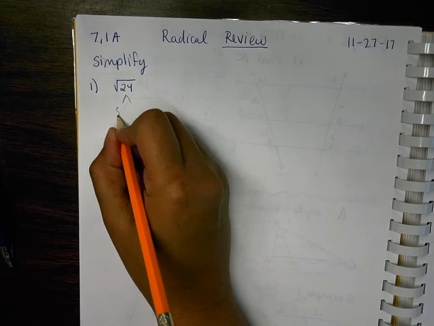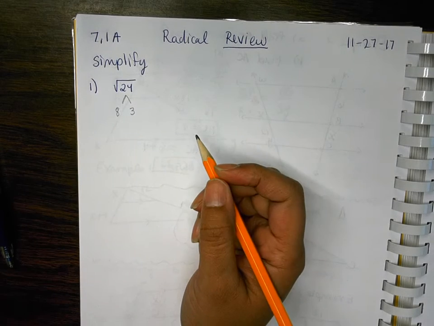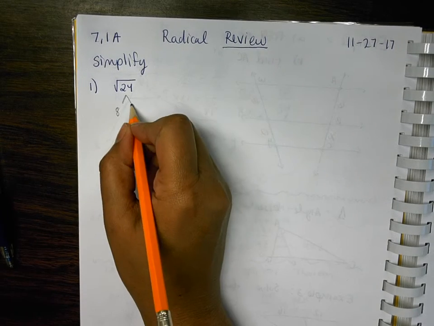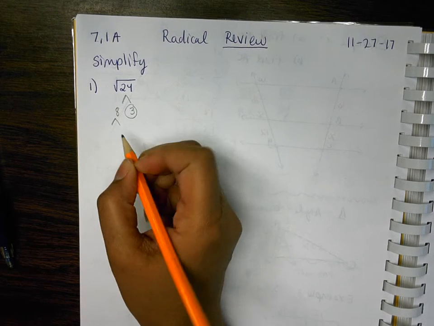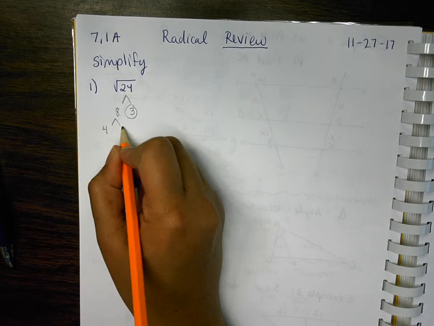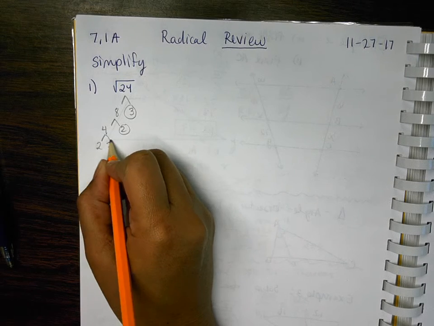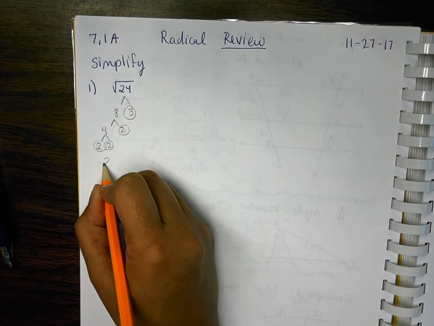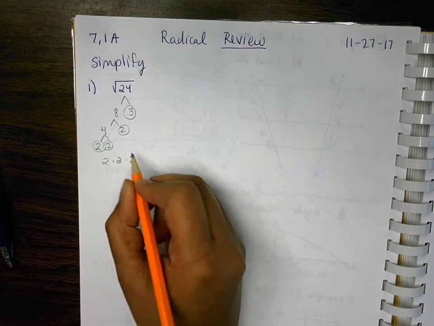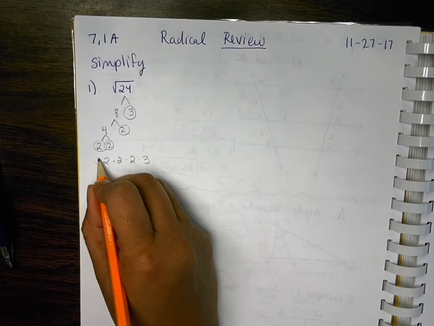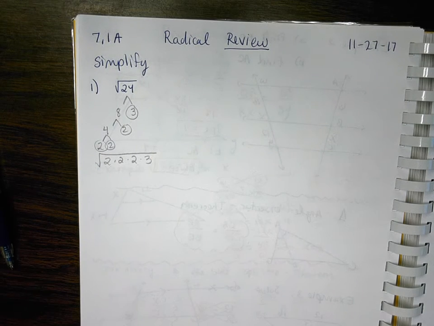8 and 3, or 6 and 4? Does it matter which one you use? No. I'm going to use 8 and 3 since I heard it first. And 8 breaks down into 4 and 2, and 2 is prime, and 4 breaks down into 2 and 2. All right, and how many 2s do I have? 3. And how many 3s? 1. And then I put a square root around it.